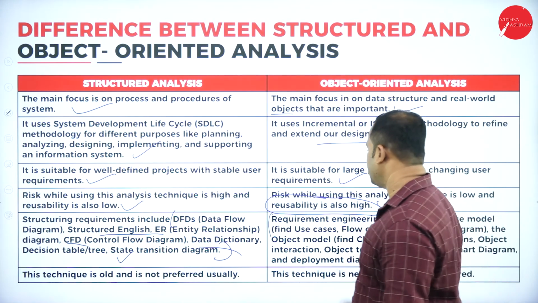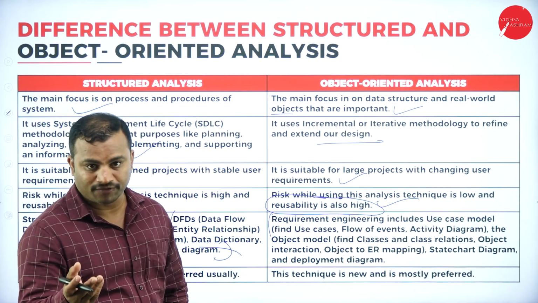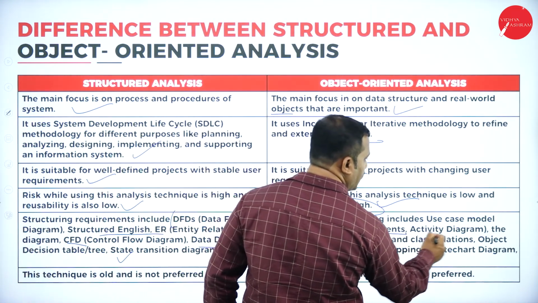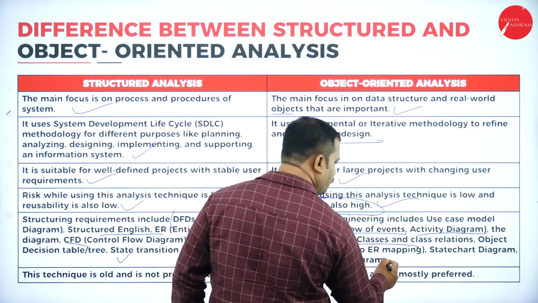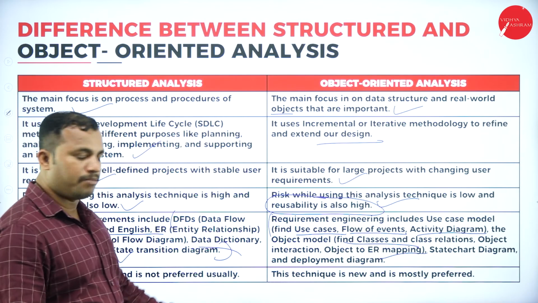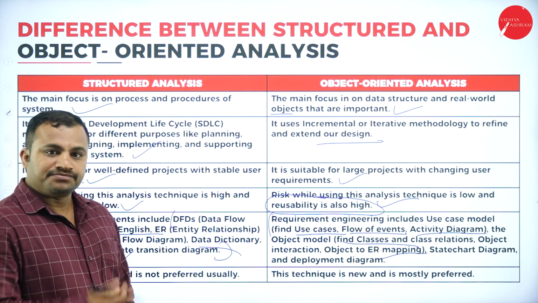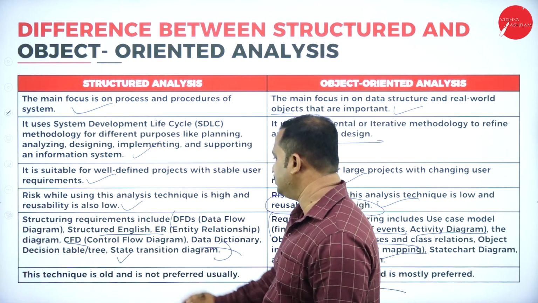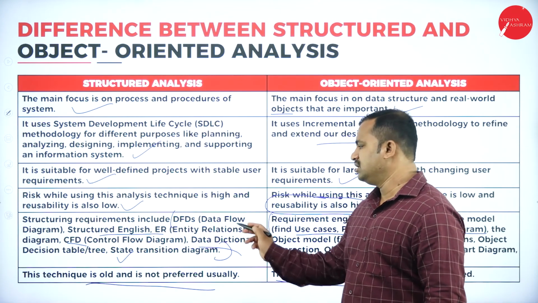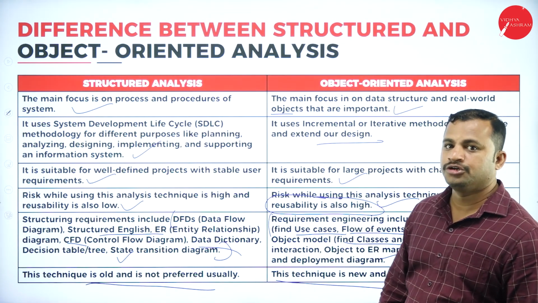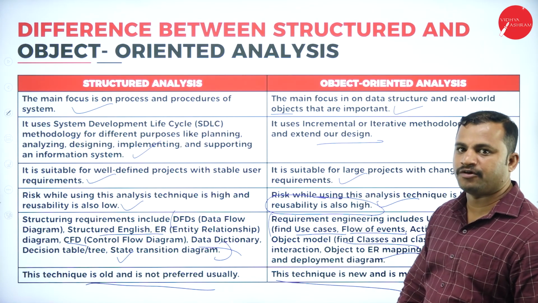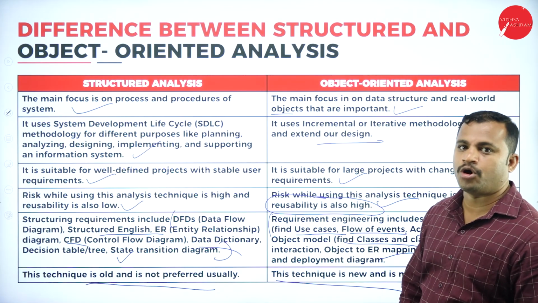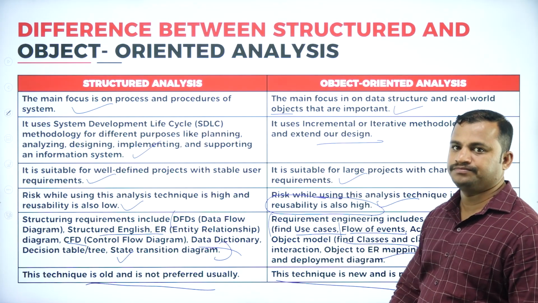But in object-oriented analysis, modeling gives you diagrams like the use case diagram, flow of events, activity diagram, and certain types of mapping operations, the state chart diagram and the deployment diagram. All these are examples of object-oriented analysis. This technique is new and mostly preferred, and the other is old and not usually preferred, because it is the traditional approach for finding a solution to the problem. The object-oriented approach is the new approach being used in industry, and if they want to design any models, they will go for these types of diagrams.